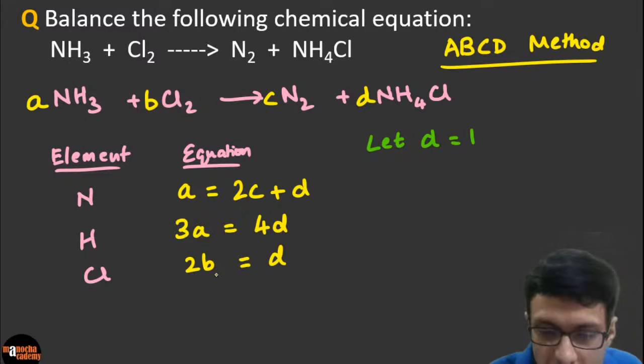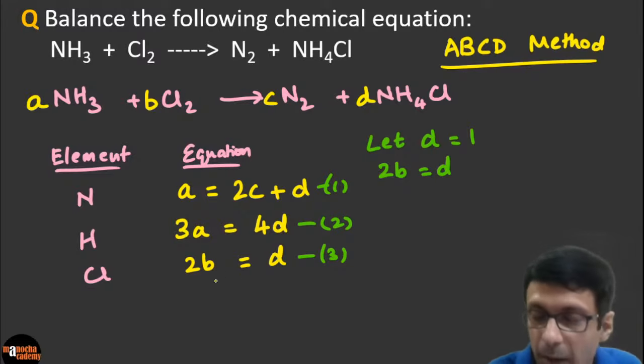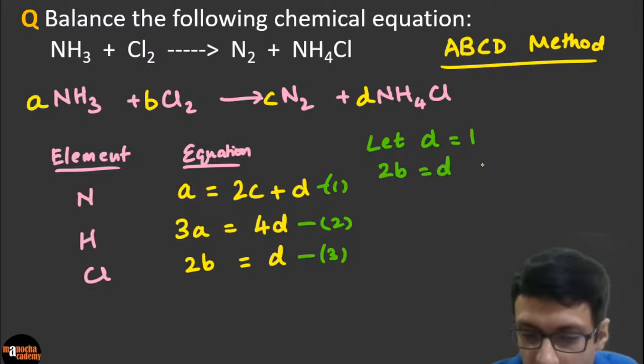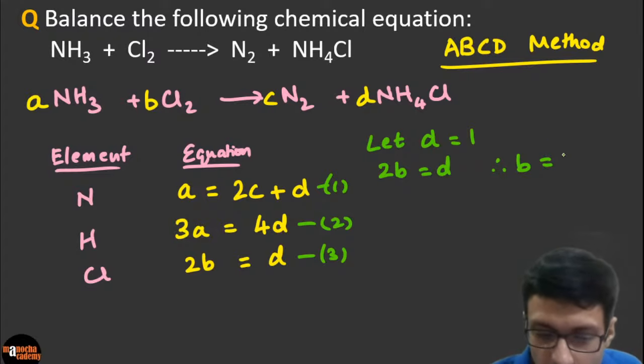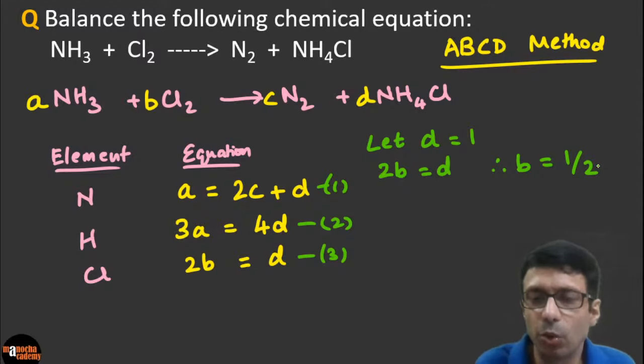Now we can use this equation. So we can say 2B is equal to D. I'm using this equation 3 here, guys. So this is our equation 1, 2, and 3. So using 3, I can find B very easily. 2B is equal to D. Therefore, B is basically D by 2. So that's going to be half. Simple, very easy, just substituting the values.